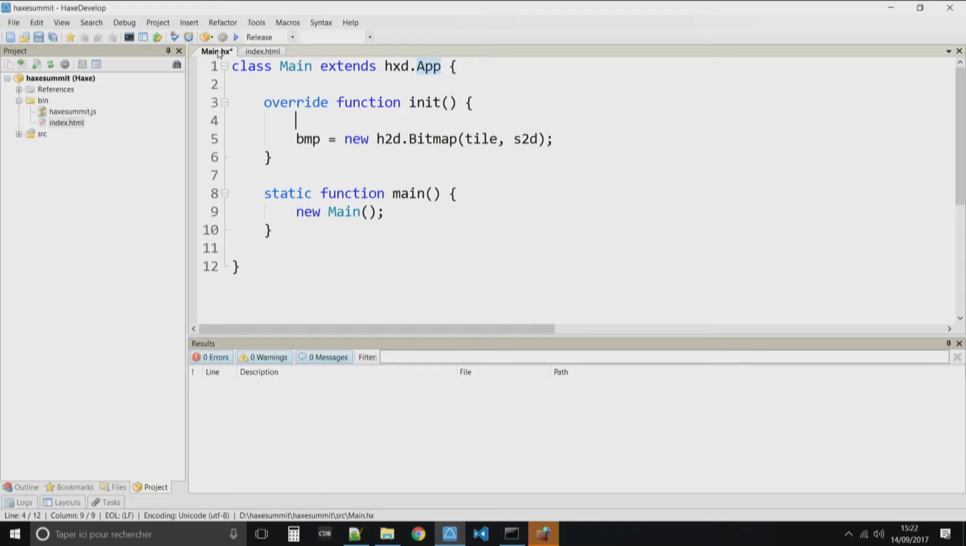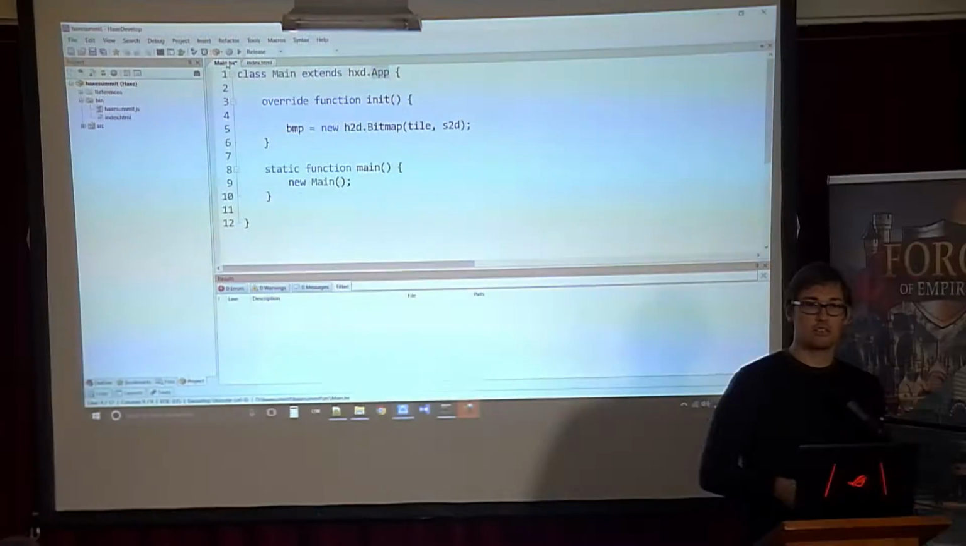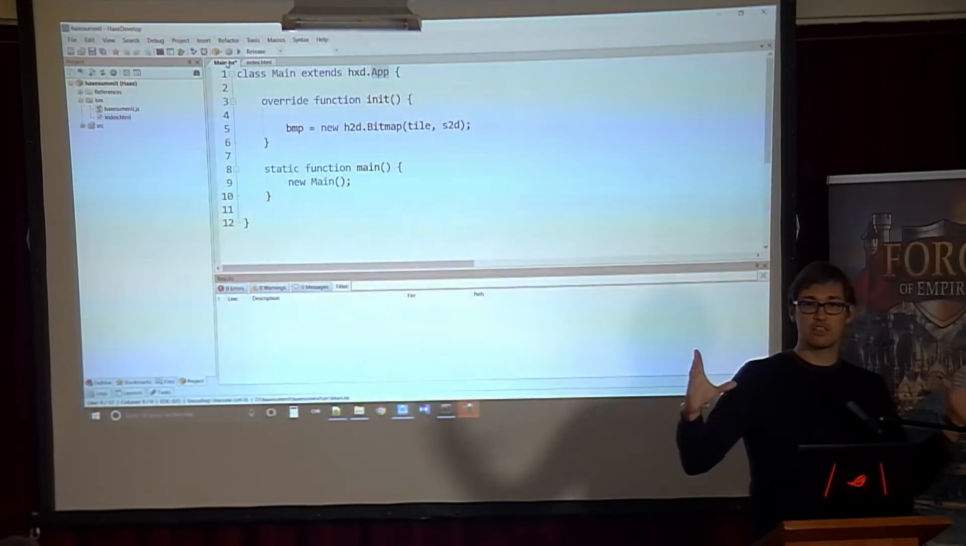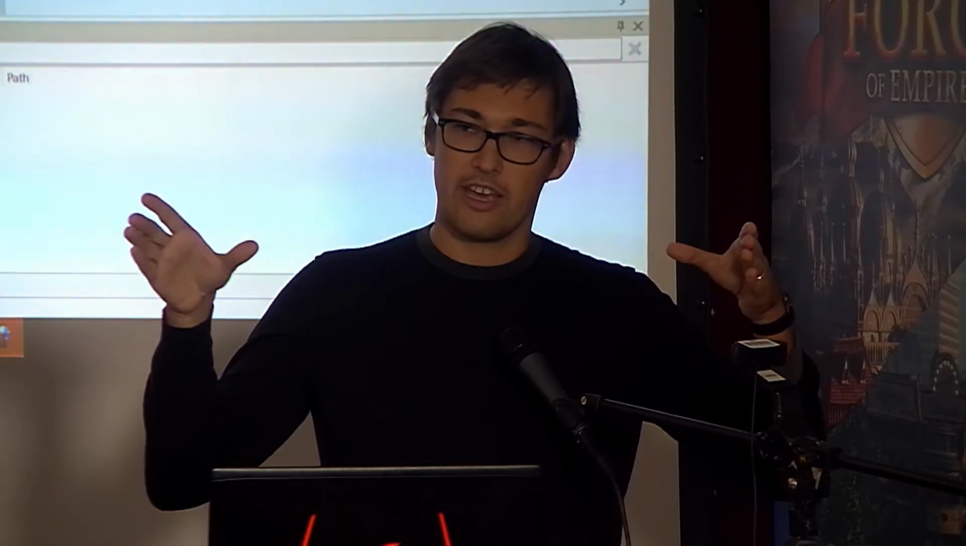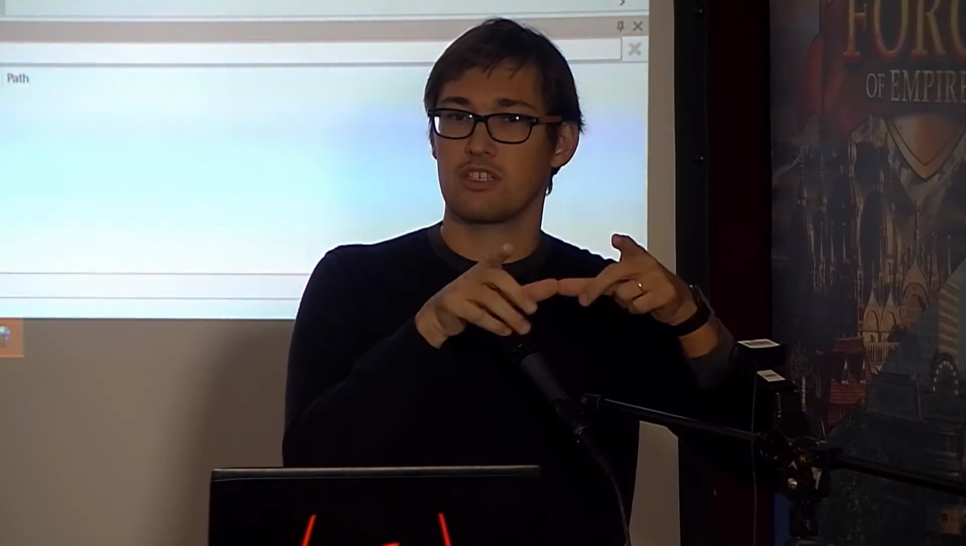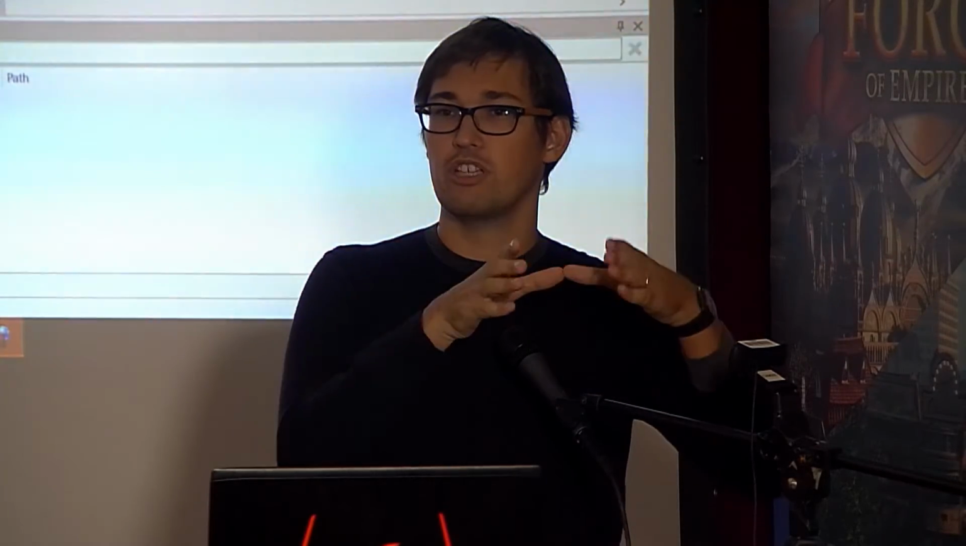And the tile is the thing the bitmap shows. In Heaps you have a distinction between a texture and a tile. A texture is a big image that you upload to the GPU, and a tile is a part of this texture. It can be the whole texture, or only a part of it.